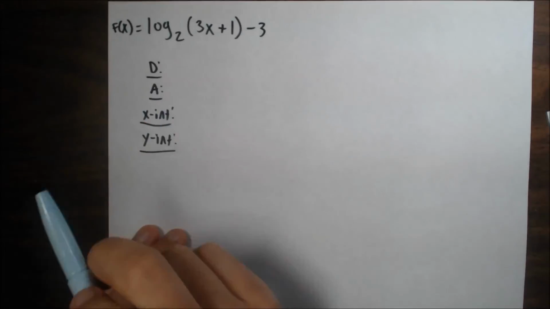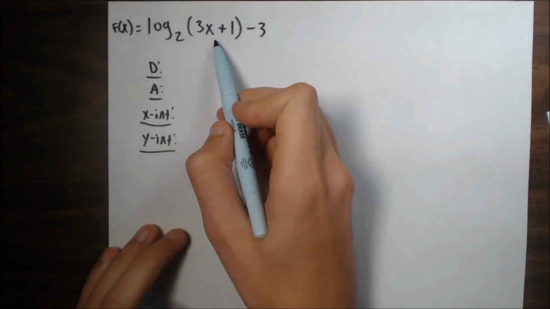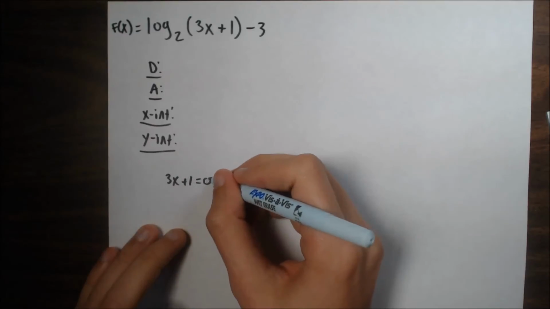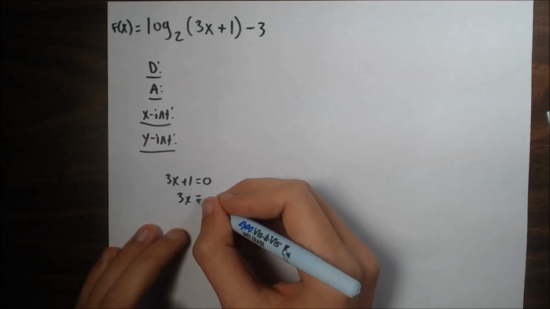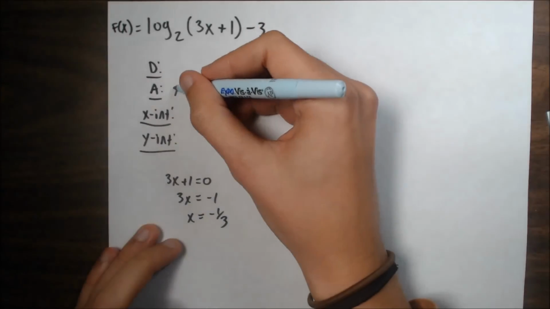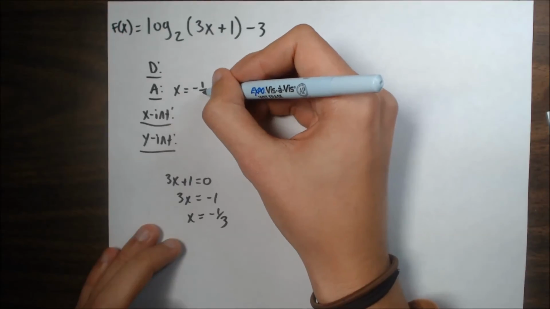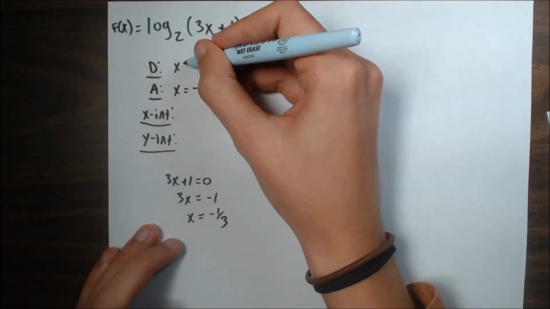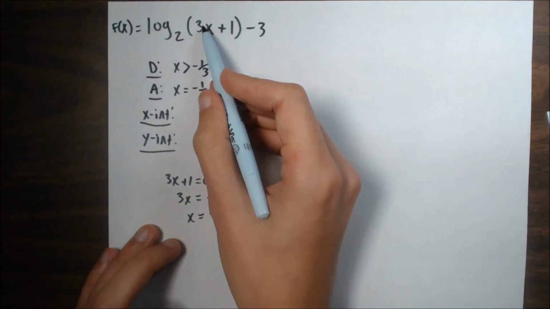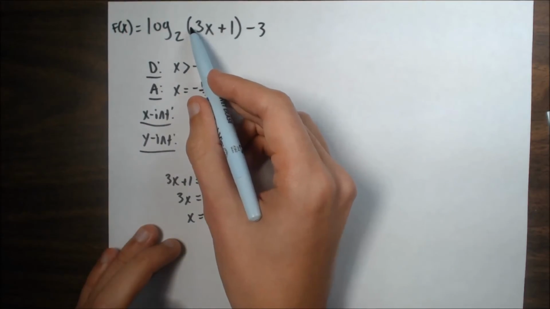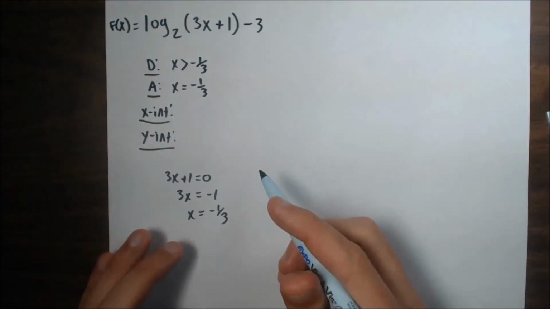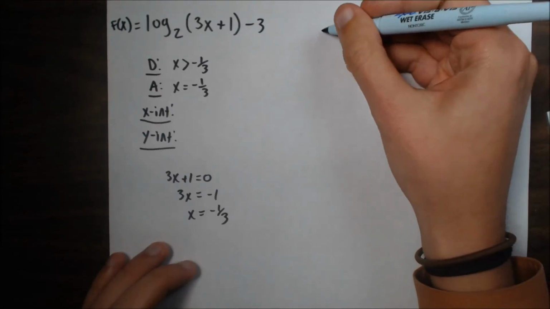So the domain and asymptote, remember that's what's going to make the part inside equal to 0. So if I set 3x plus 1 equal to 0, my answer is going to be negative 1/3. So the asymptote will be x equals negative 1/3, and the domain is x is greater than negative 1/3. Greater than because, as usual, the x term is not negative. It would take a negative sign here to flip that to a less than, and it would make the graph go this way.